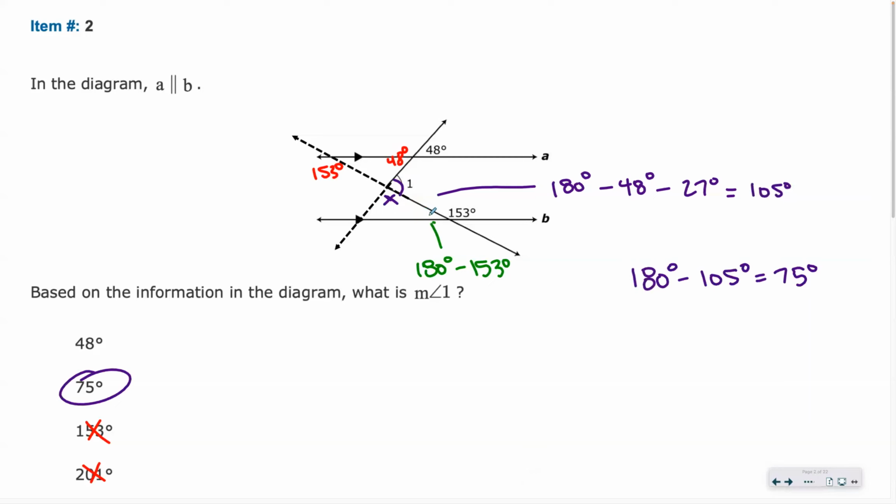So as soon as we figured out this one was, what did we have originally here, 27? And that this angle was 48. We could have also realized that this would be equal to angle 1, because these two angles are supplementary with x. Angle 1 is supplementary with x. So you could have added those two and gotten 75 and had your answer. So that was number 2.